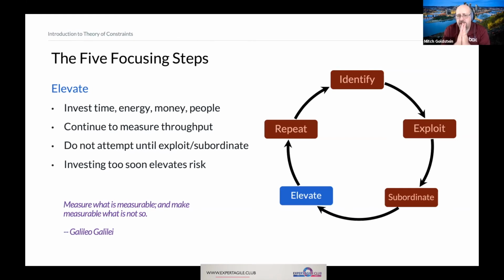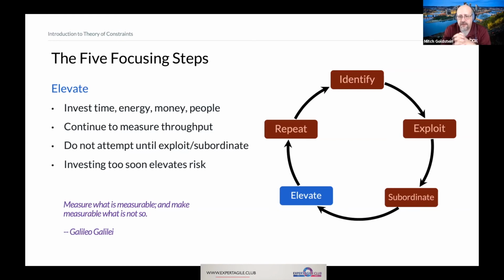We never attempt to remediate until we've exploited and subordinated the constraint, because if we haven't completely understood and subordinated the constraint, we may risk blowing it up. Investing too soon elevates risk. We want to make absolutely certain that we're making the right decision about how to subordinate a constraint. We have to identify the type of constraint that it is and remediate that constraint with a good fit. So if we have a people constraint, we can't remediate that with a material solution. It's a people problem, it's a people solution.